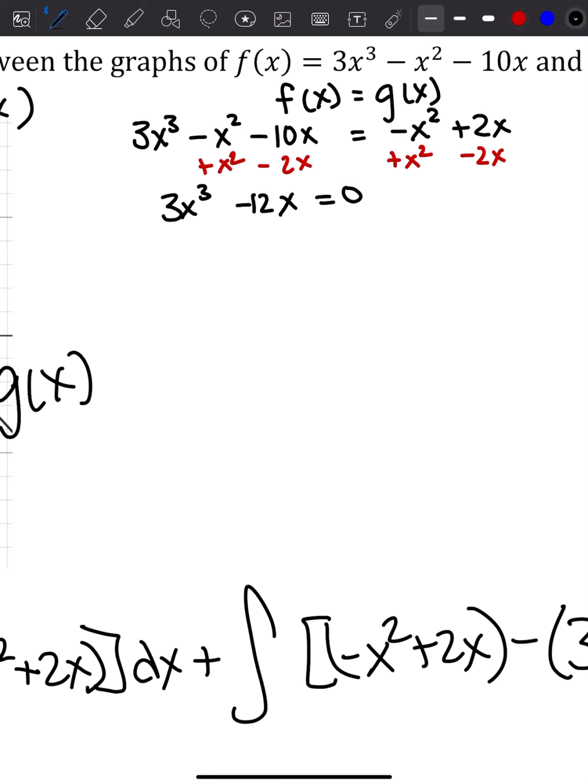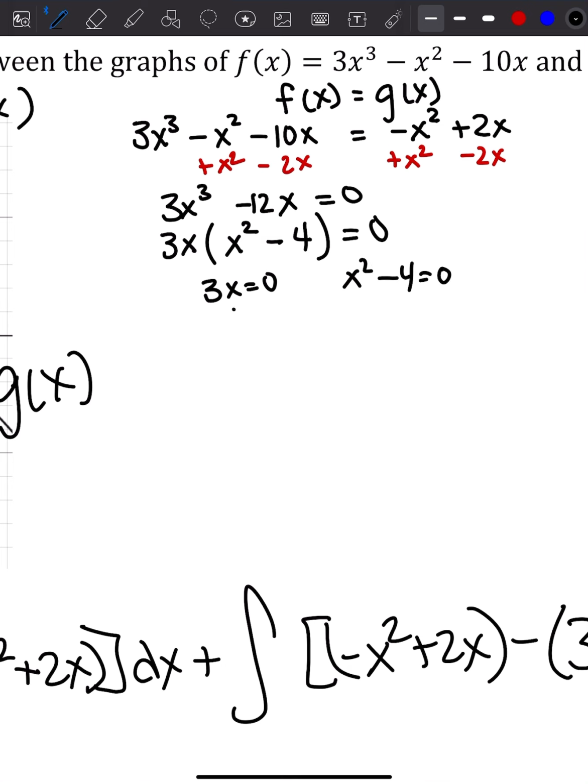Okay, so now that we've done that, we're going to find out what they have in common. The two things that they have in common are a 3 and an x. So I'm going to factor out a 3x from both terms. 3x times x squared is what gives me 3x cubed. 3x times negative 4 is what gives me minus 12x. And now we're going to set both of these equal to 0. So I have 3x is equal to 0. x squared minus 4 equals 0.